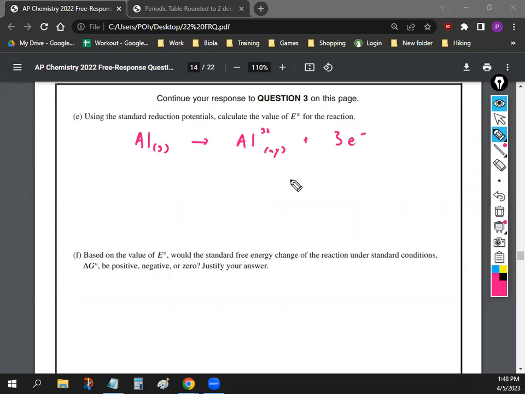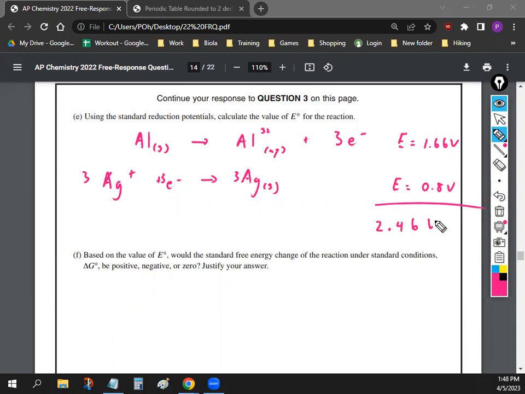And it's going to release 3 electrons. Okay. Now, if you take a look at the other reaction, do we need to flip that one? Nah, it already has electrons on the reactant side. And so we can just leave it the same. Now, technically, we do need to balance it, so we can put 3s in the front. But does that change the E value? No, it does not. So it's going to stay 0.8 volts, and the other is 1.66 volts. And so you just add them together, and you should get a total of 2.46.